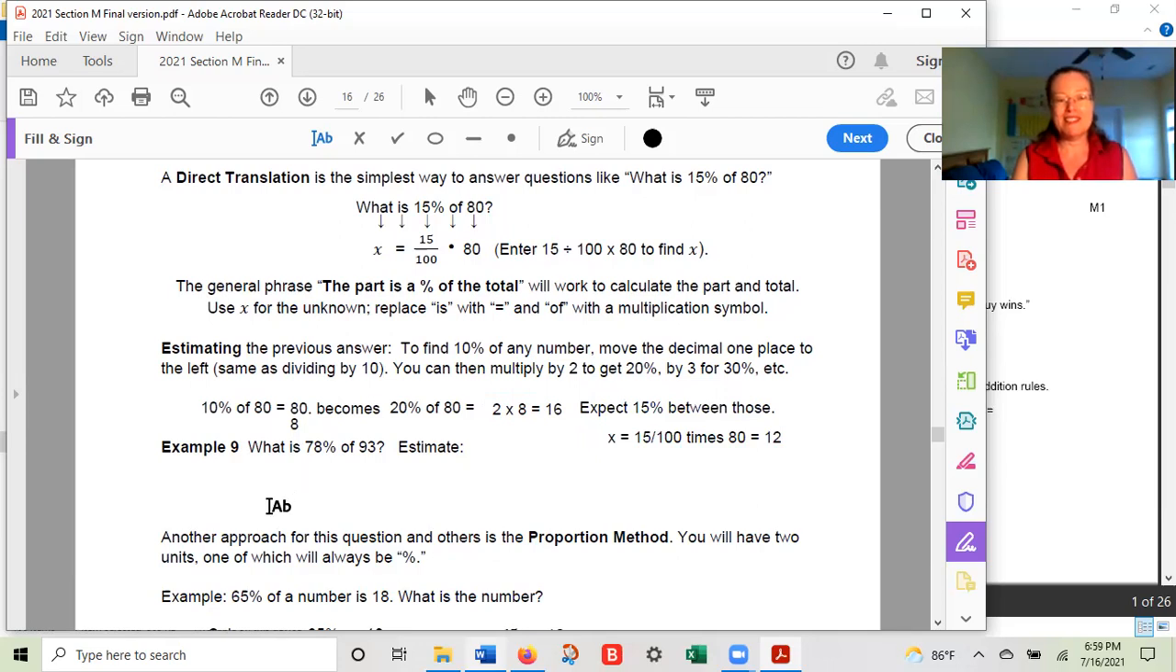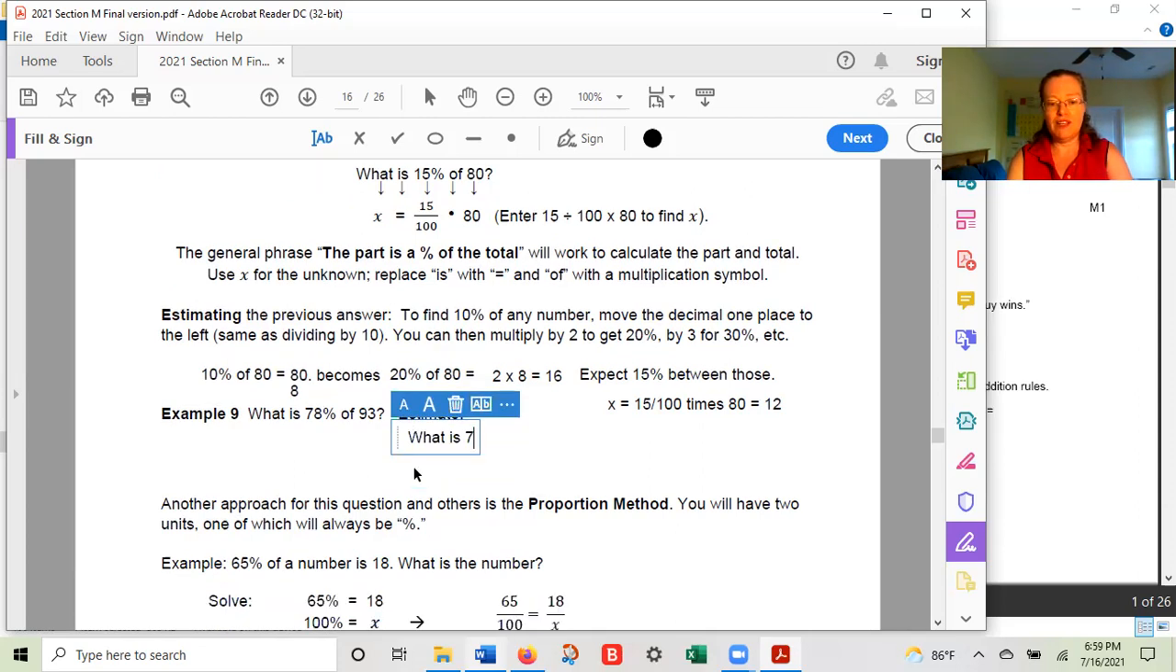Let's do what is 78% of 93. How are we going to estimate this answer? I know we can put values in our calculator, but what might be an easy way to do this one? Well, 78%, we could change it to 75 or 80. Let me see what the rest of it is. 93. Ooh, 93 is really close to 100. So what is 78% of 100? Well, it's just 78.